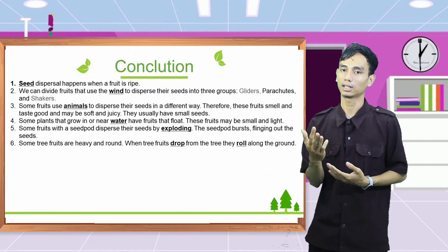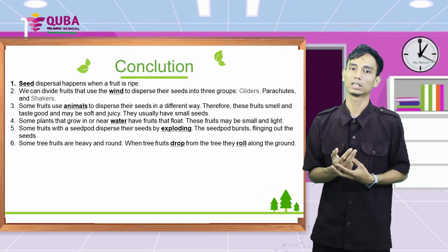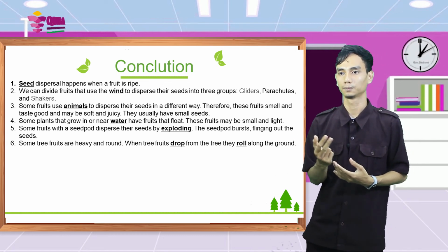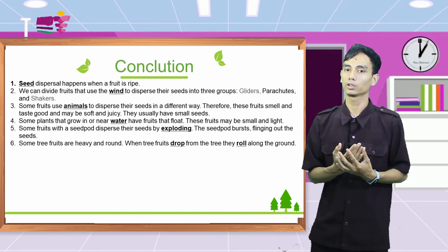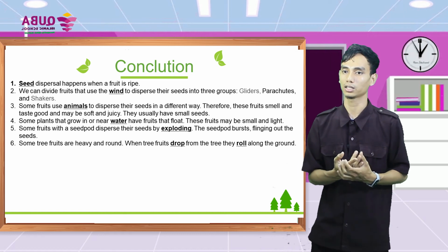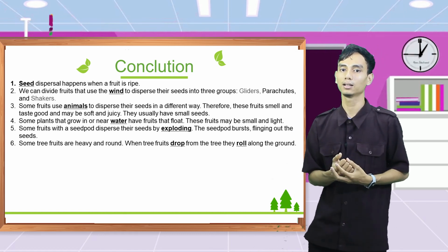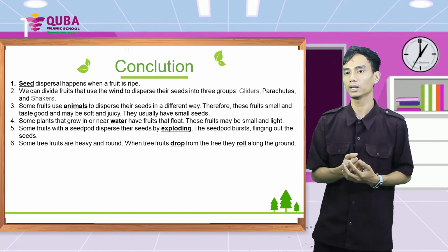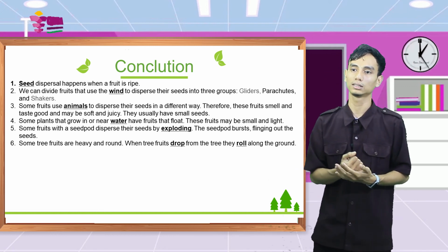And then some plants that grow in or near water have fruit that float. This fruit may be small and light. Some fruit with a seed pod disperse their seed by exploding, or explosion. The seed pod bursts, flinging out the seed. And then some tree fruit are heavy and round. When tree fruit drop from the tree, they roll along the ground.